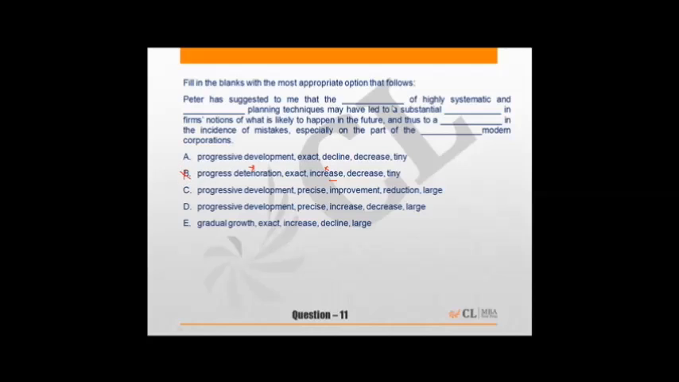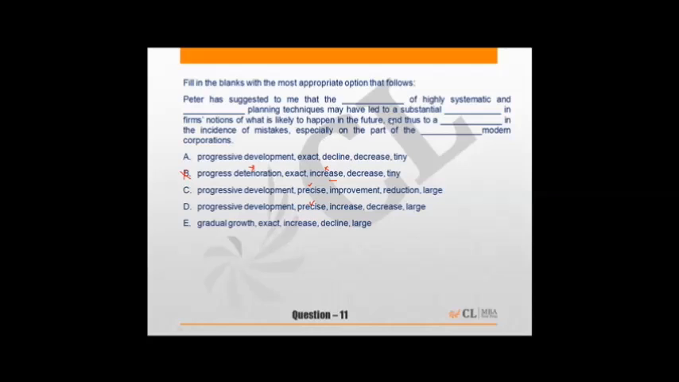Now, for the second blank, should the word be exact or precise? Planning techniques have to be precise. Precise fits in better rather than exact, because planning is something that happens in the beginning and is more or less precise, not exact. So therefore, this makes sense. This makes more sense, the word precise.